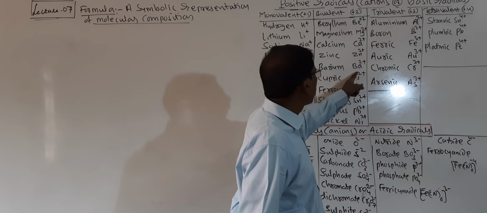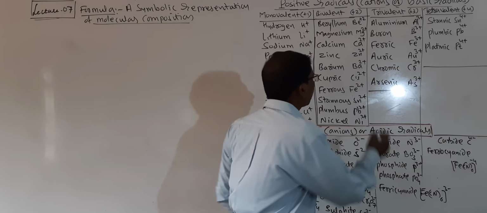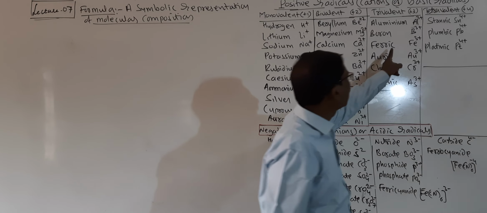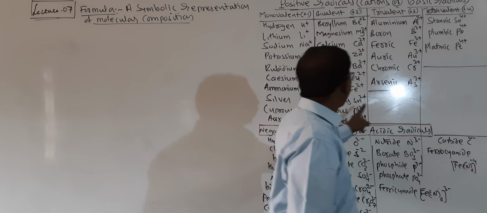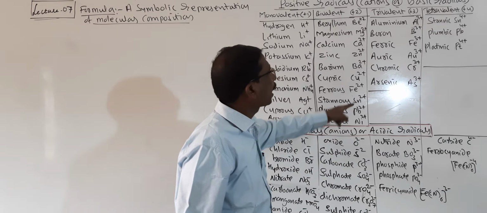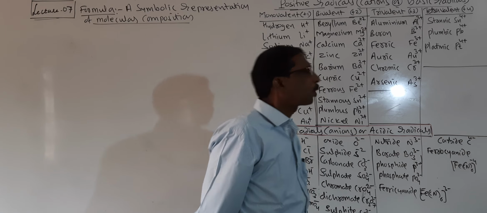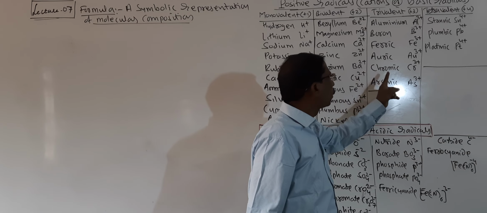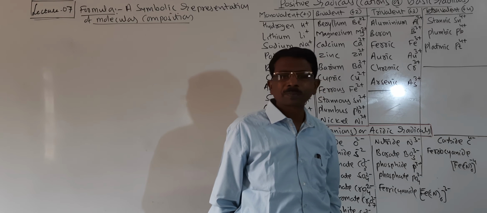So barium Ba2 plus, cupric Cu2 plus. Look here, cuprous is plus 1, cupric is plus 2, and ferrous Fe2 plus, and then ferric Fe3 plus. Then stannous, plumbous, nickel, etc. And trivalent, with 3 valence electrons: aluminium, boron, ferric, auric, chromic, arsenic.